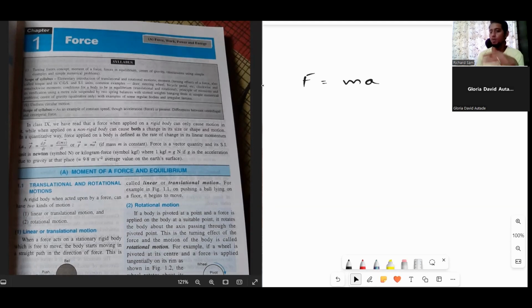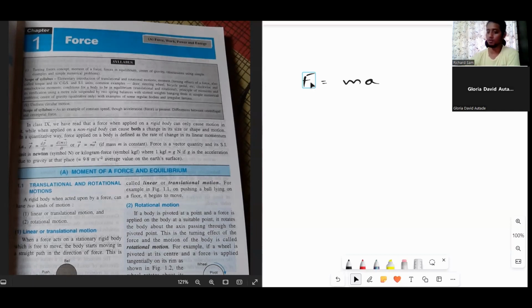For example, if I push a box, am I applying a force? Yes, if the box moves, because it's moving from zero speed to a certain speed, right? So there is an acceleration, increase in speed. But suppose I'm pushing a wall, I'm not applying any force because there is no acceleration. There is no increase in speed. The speed is zero only. It's not changing, right?